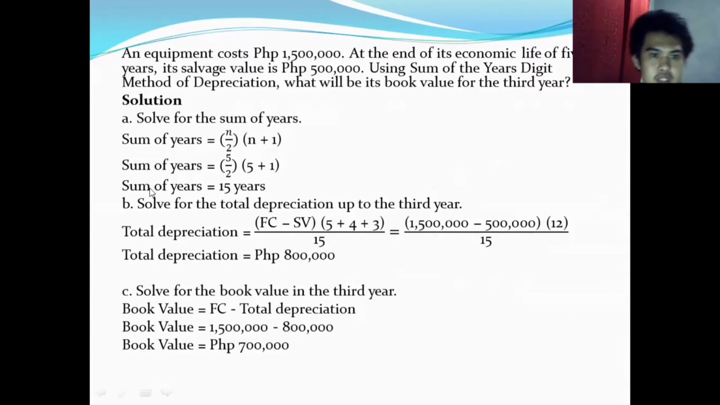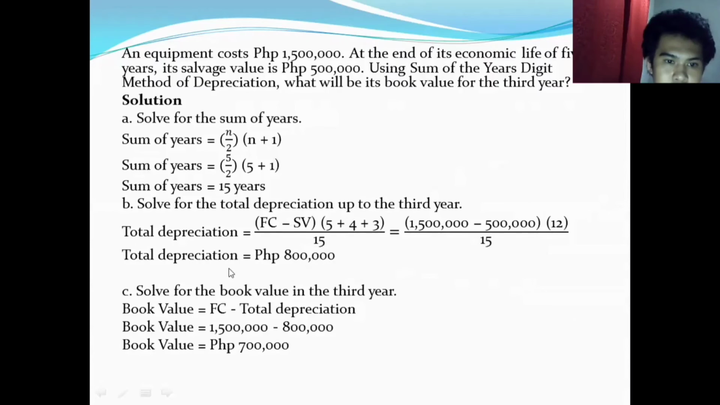So, next, solve for the total depreciation up to the third year. So, total depreciation equals first cost minus salvage value times 5 plus 4 plus 3 over 15. So, equals 1,500,000 minus 500,000 times 12 over 15. So, that equals 800,000. So, the total depreciation is 800,000 pesos.